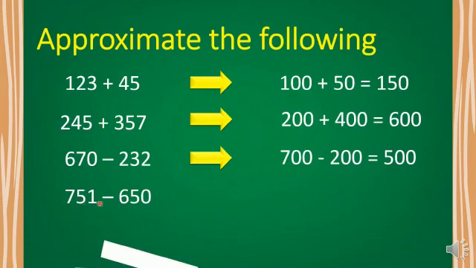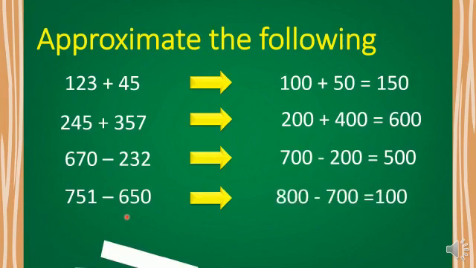Okay, here 751 minus 650. Here 5 in tens, rich or poor? Excellent, rich, so it will be 0 in ones, 0 in tens, and add one more to 700, so it will be 800 minus 650. 5 in tens, rich or poor? Excellent, rich, so 5 will give 6 one, so it will be 700. So we have here 800 minus 700 equals 100.